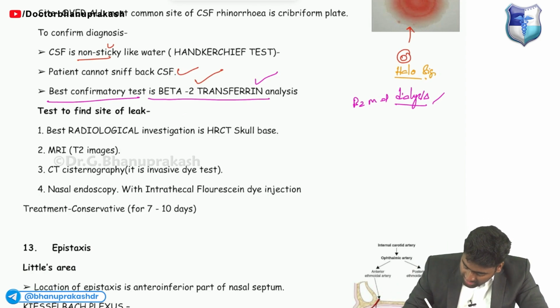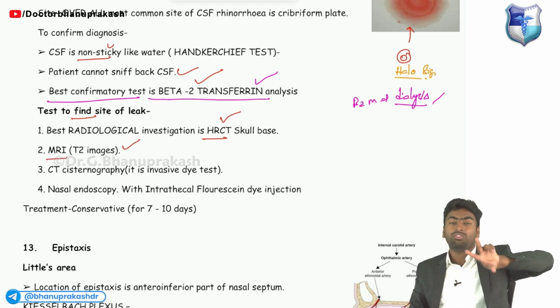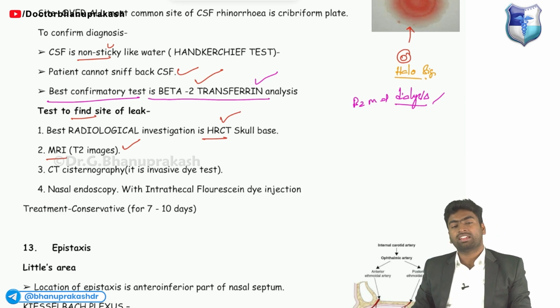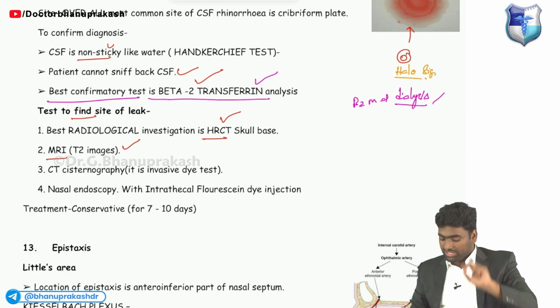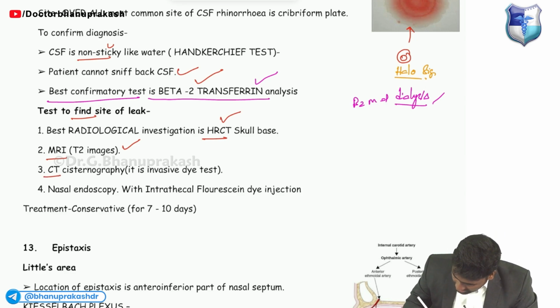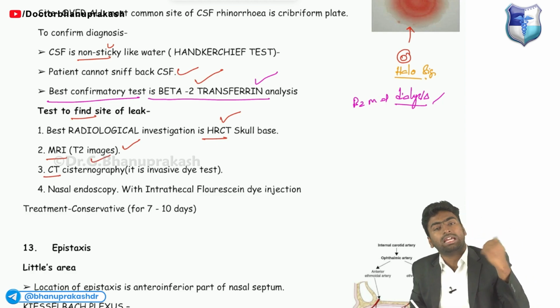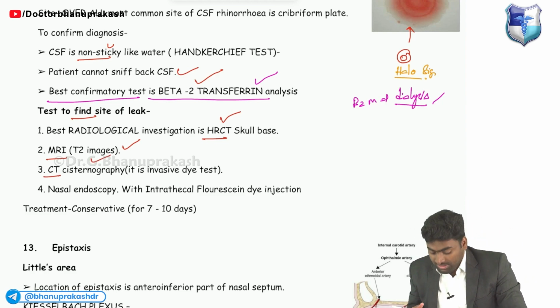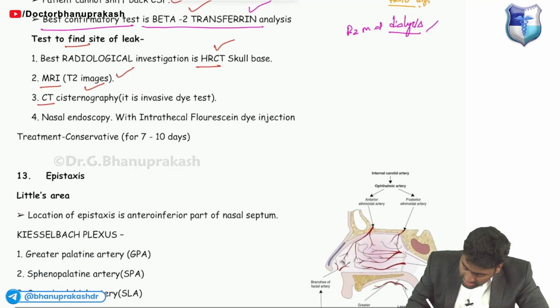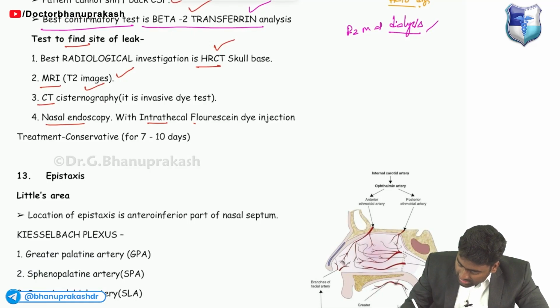Then radiologically, what we can do is a CT of the skull, and we can do T2 weighted MRI imaging. You know, water is white, so whatever CSF is leaking can show up on T2 weighted MRI. Okay, and we can do CT cisternography, but we need to put dye into the subarachnoid space, so it is much more invasive. Or else we can do nasal endoscopy with intrathecal fluorescent dye.